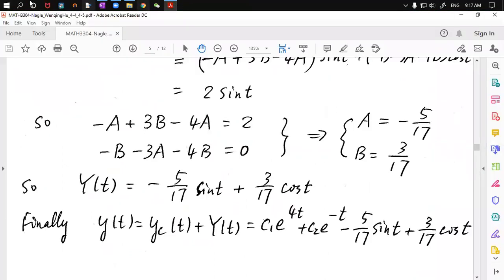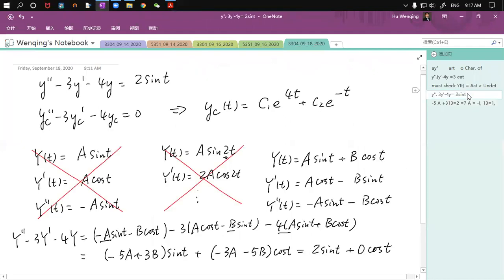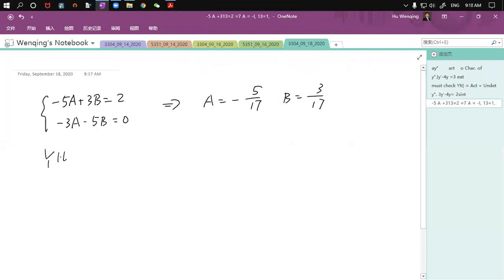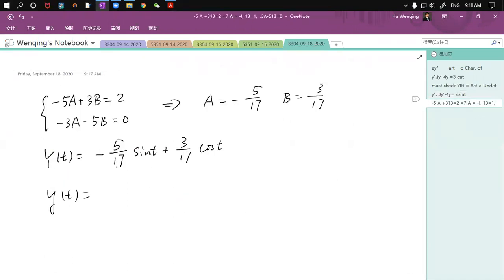Let me just double check: minus 5a plus 3b, and minus 3a minus 5b. Okay, that's the solution. As long as you have this a and b, you get a particular solution. So the particular solution, capital Y of t, is minus 5 over 17 of sine t plus 3 over 17 of cosine t. And therefore the general solution, as we said, is a combination of complementary and particular. On an exam, maybe it's better to write it this way: write a capital Y as well as a small yc. You write out both, and once you have this, you combine them.